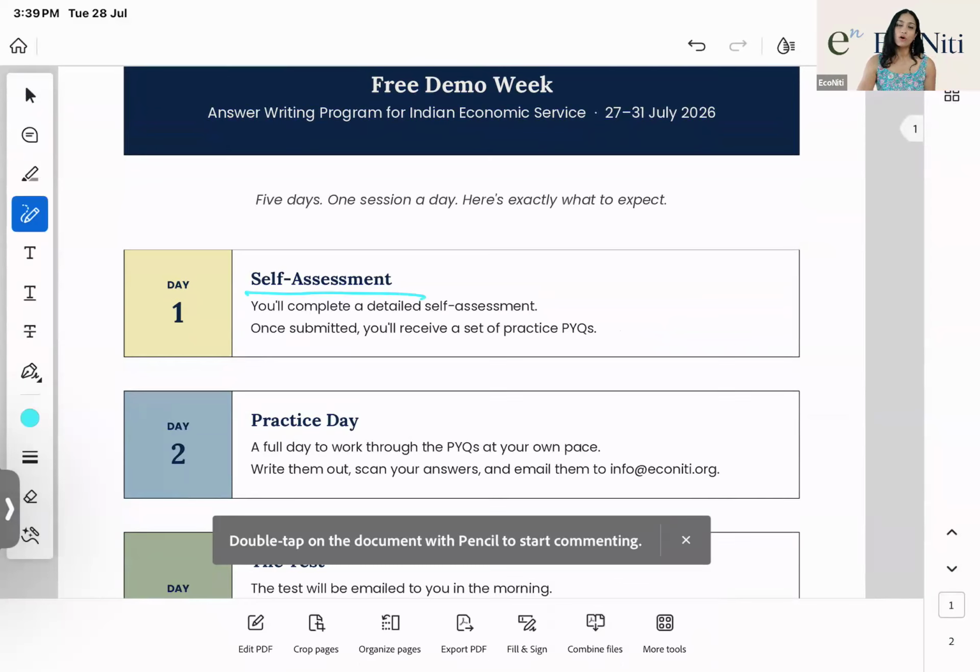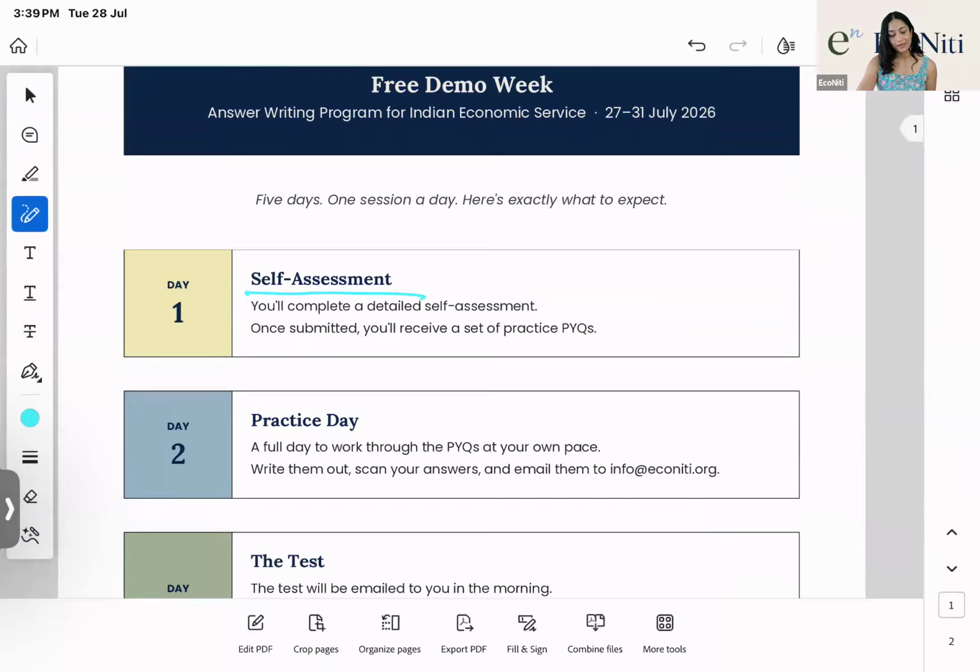So the self assessment form, I will show you in detail what it is and what type of questions are in it. I will also fill it in front of you, most of it. It will take time to fill, which you have to give.